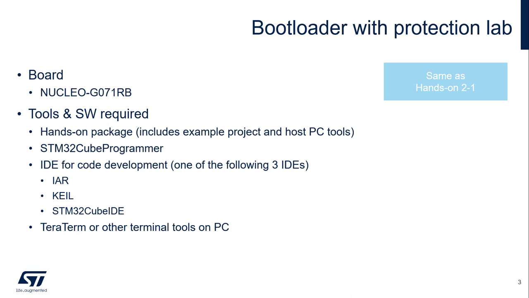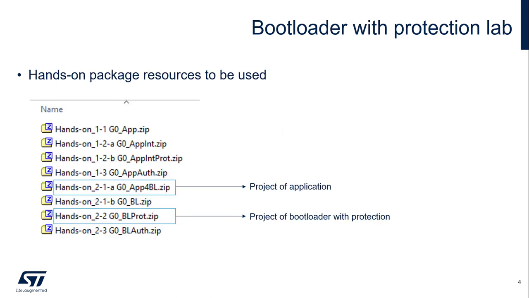In terms of hardware boards and the software tools required, that's exactly the same as the previous one, so I assume you have everything in hand. Regarding the zip file of the project to be used for this hands-on, it's still the same one for the application. If you have that built from the previous hands-on, you just keep using the same, no need to change anything. And for the bootloader, we're going to use this one, g0brprot.zip. This is a project of the bootloader with protections.